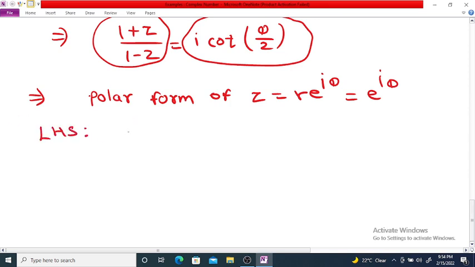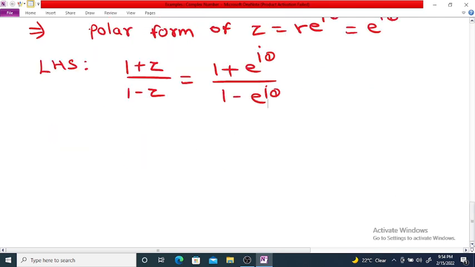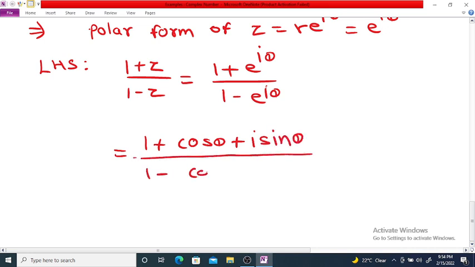So we consider the LHS, and from the LHS we are going to show that it is equal to the RHS. On the LHS it is (1 + z)/(1 - z), which is equal to (1 + e^{iθ})/(1 - e^{iθ}). By using Euler's formula, this is equal to (1 + cos θ + i sin θ)/(1 - cos θ - i sin θ).